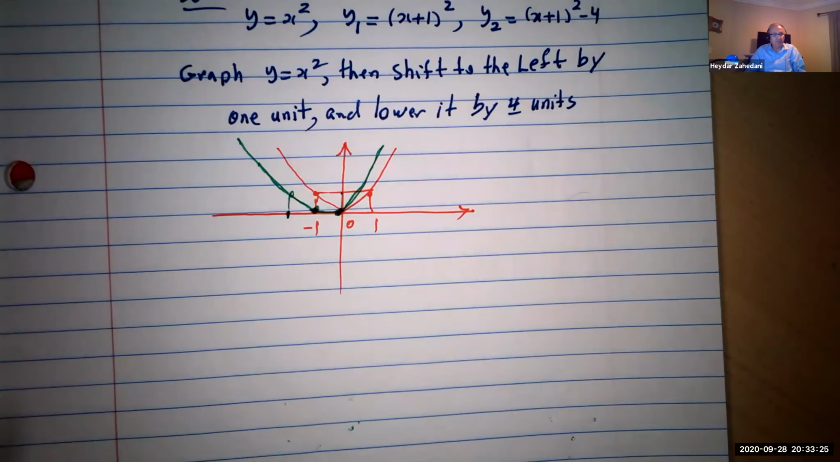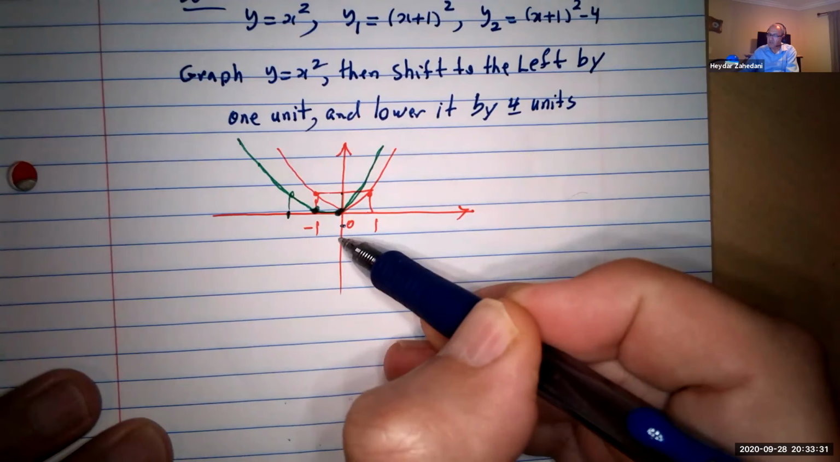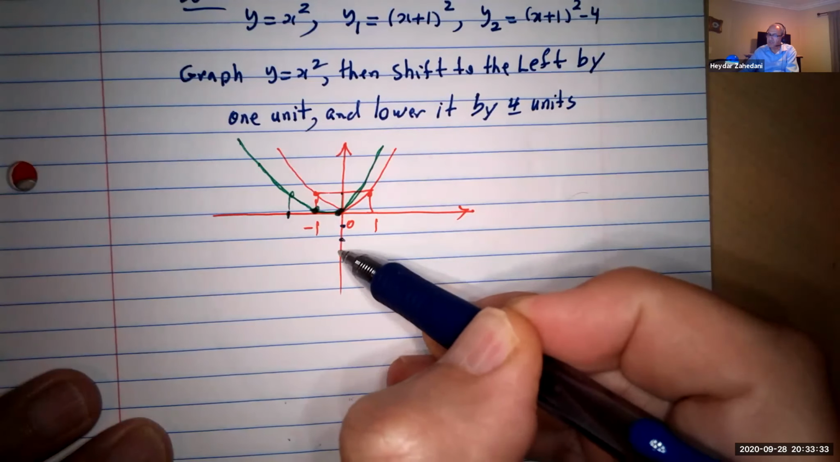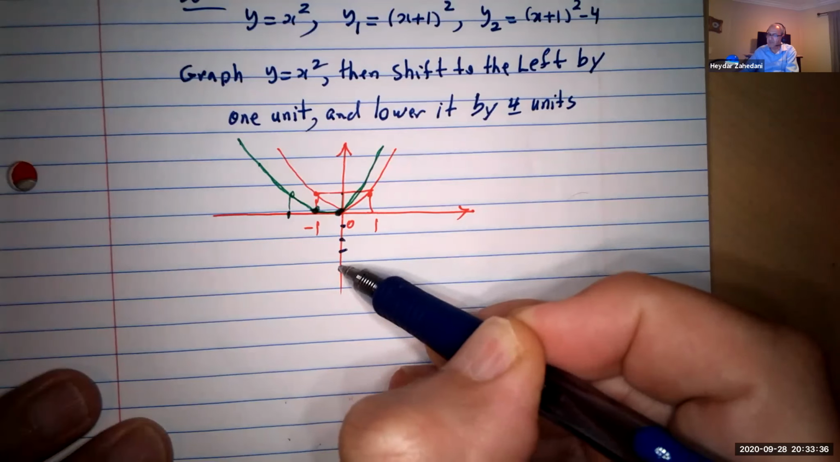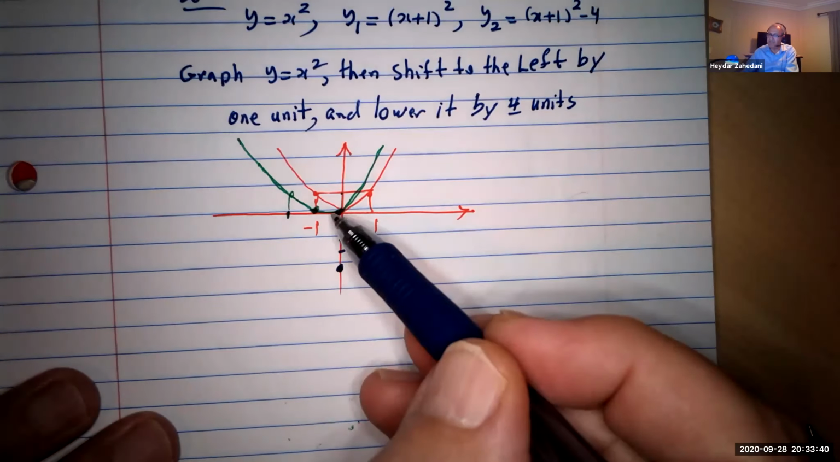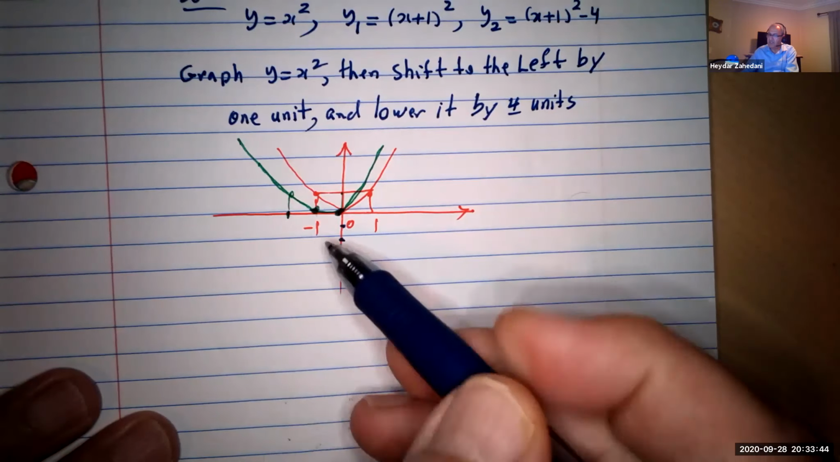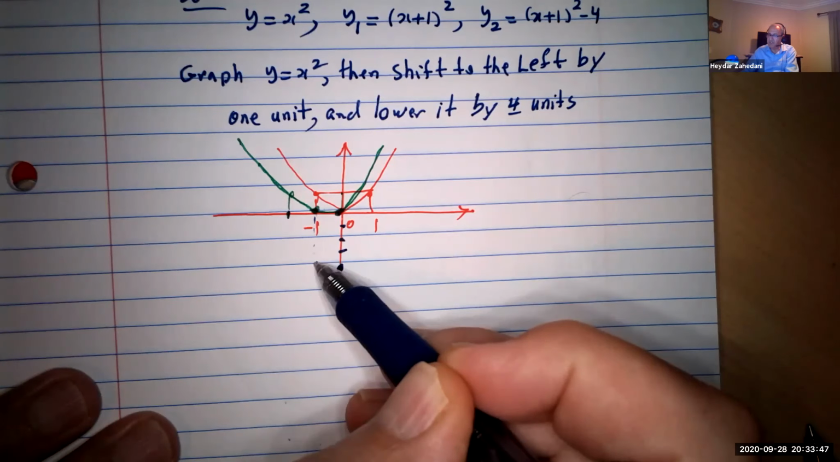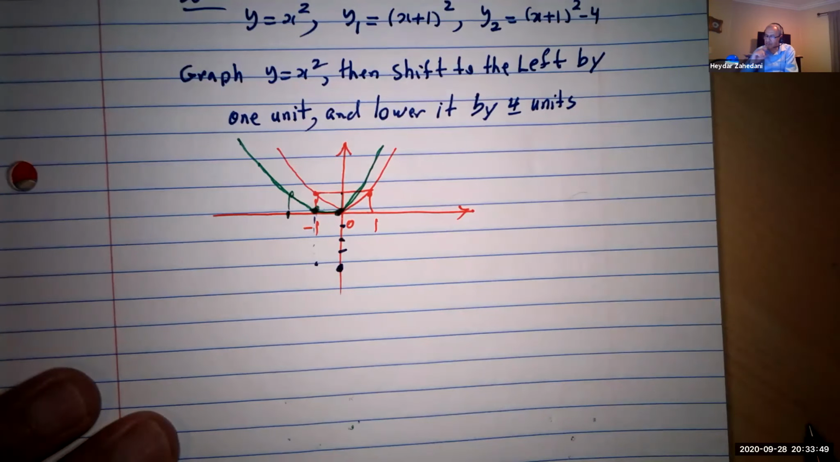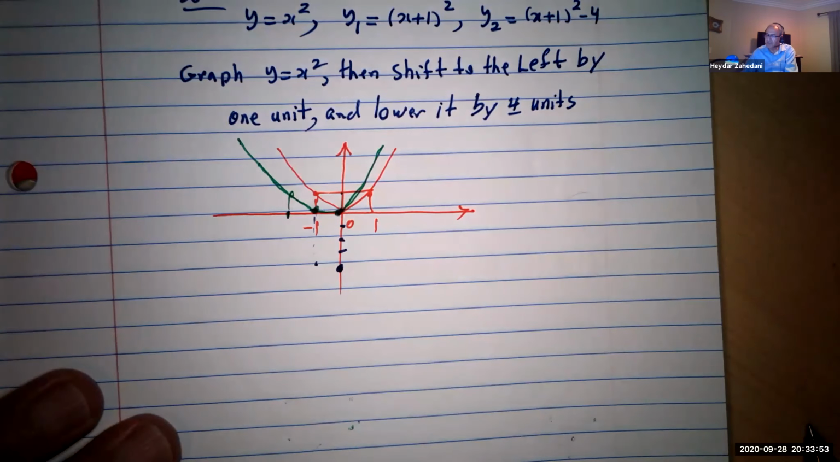Now I have to pull it down. Pull it down 4 units. You see, 1, 2, 3, 4. So I start from here. Everything's going to be 4 units down. This is going to be the same thing, 4 units down.